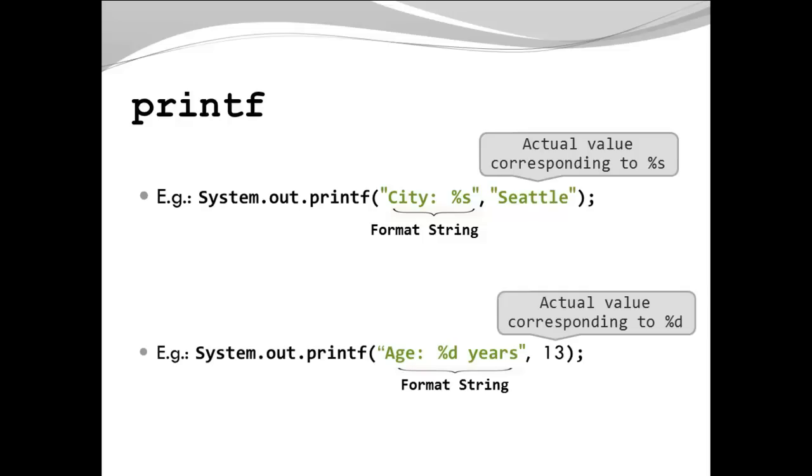Here is another example. In this printf method call, it says age %d years. D stands for digit, because I'm expecting a number here. And after my format string, after the comma, I provide the actual value, which means, in my case, 13. Once again, for each of my format specifiers, for each of my placeholders, I need to provide an actual value after my format string.